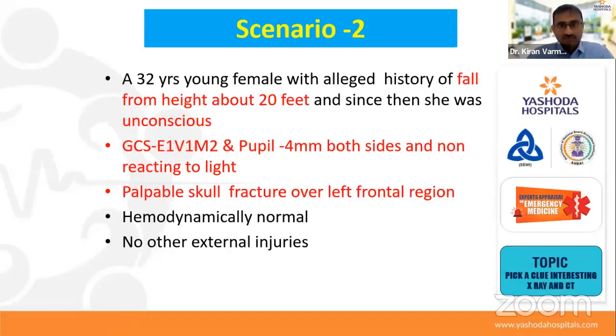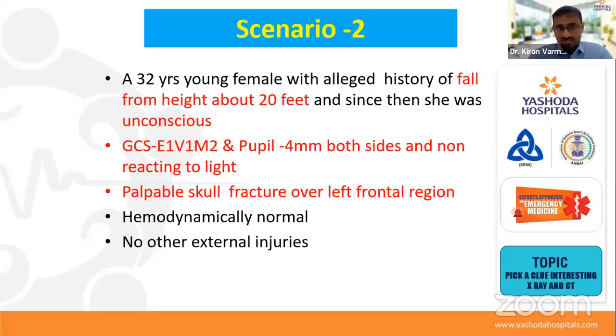A 32-year-old young female with alleged history of fall from height of about 20 feet. Since then she was unconscious. Her GCS was E1, V1, M2. Pupils 4 mm both sides are non-reacting to light. There is a palpable skull fracture of the left frontal region and she is hemodynamically stable. No other external injuries. So with the history, the clues are fall from height of about 20 feet, which is significant height. Then she became unconscious.